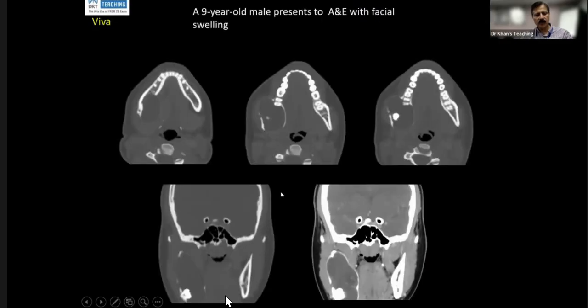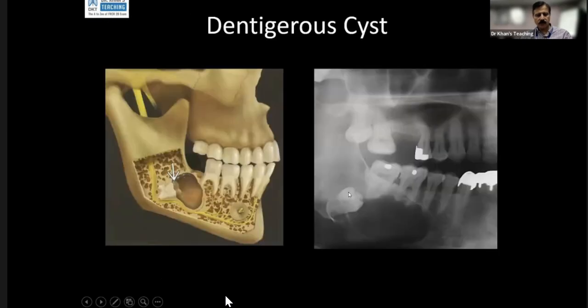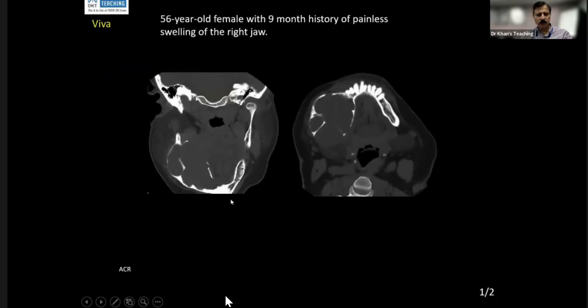Now, this is another case of dentigerous cyst, where you can see this expansion here. This is from your book. Yes, please, over to you.